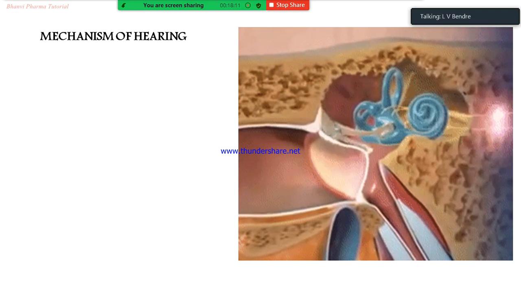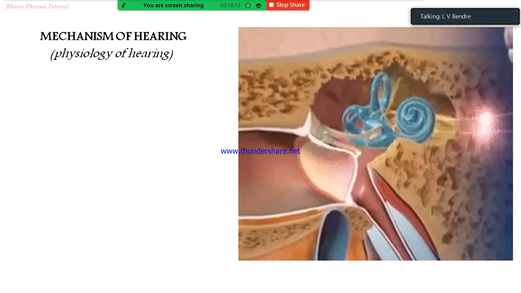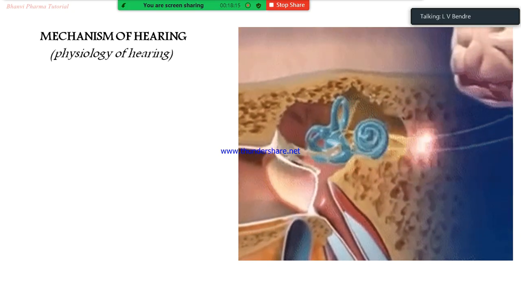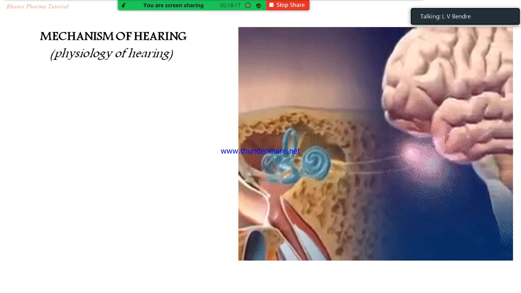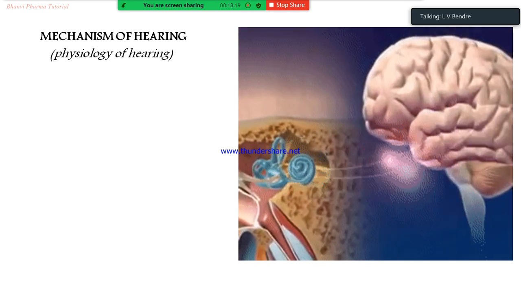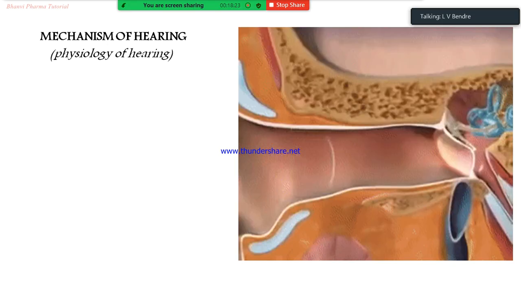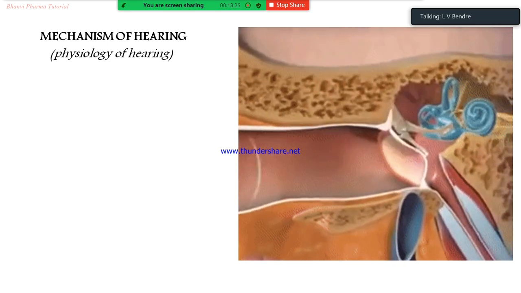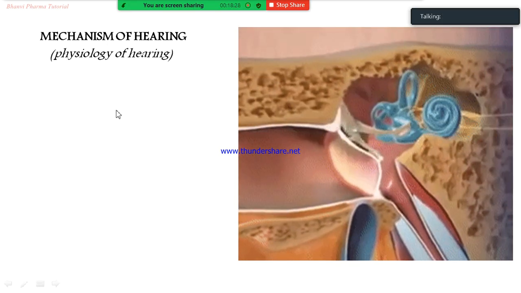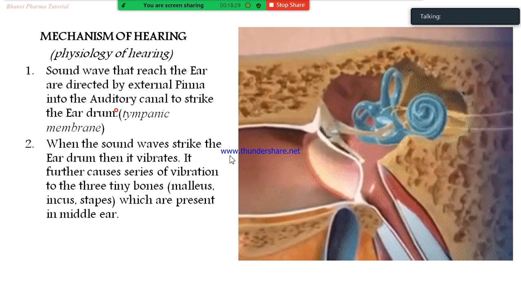Next is the hearing mechanism. It is very important for your examinations also. Many times they will ask this question: what is the mechanism of hearing? Sometimes they will ask for the physiology of hearing. You see the diagram.